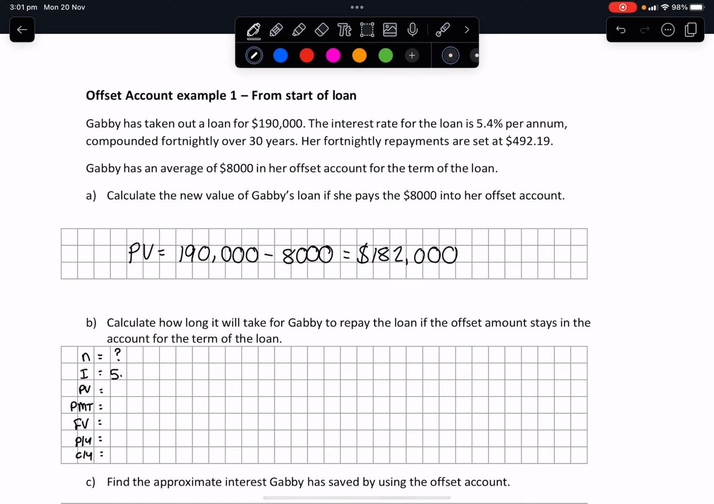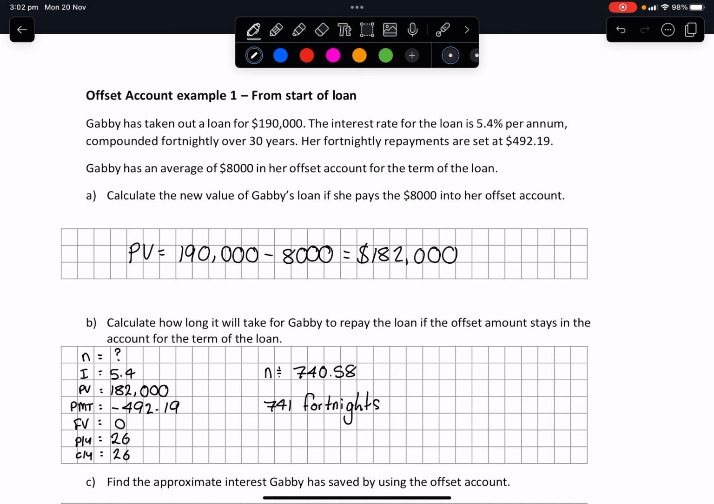I is 5.4%. My PV is 182,000, so we use my new PV. My PMT, I'm told, is minus 492.19. Now it's negative because I'm paying the bank. I'm not receiving the money, I'm paying it. I want $0 remaining, and we are doing fortnights, so 26 and 26. So if we go through on my calculator and solve that, I get 740.58, or approximately 741 fortnights.